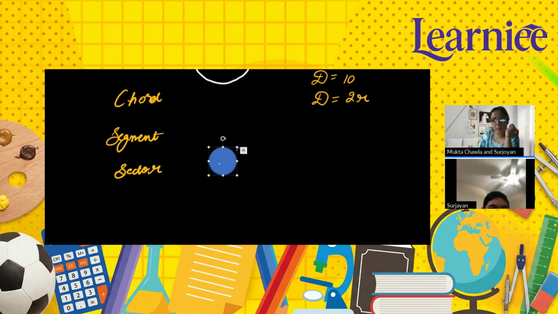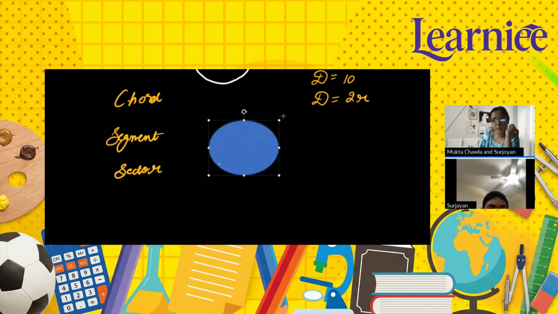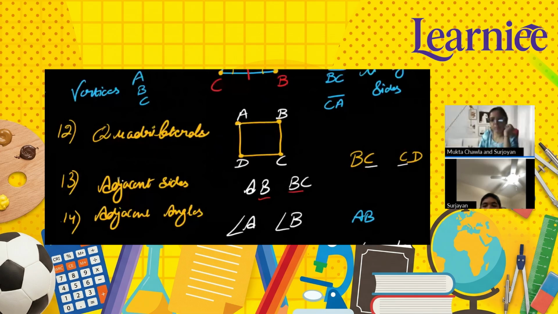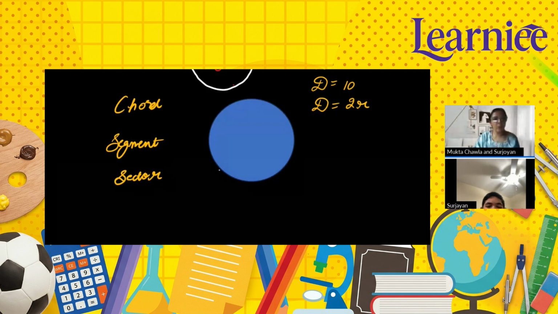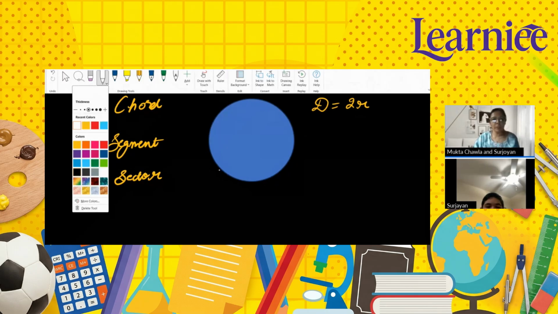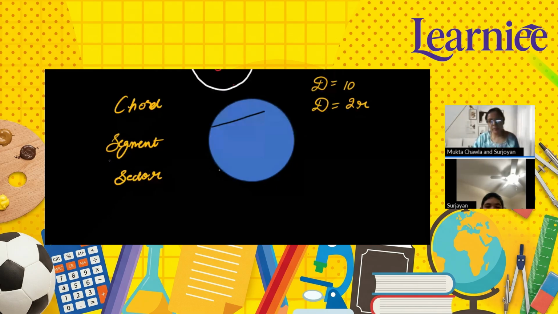Wait, I'm trying to make a proper circle for you here, right? Is the blue circle visible? Yeah. Okay. Now let's discuss the chord. Whenever you will be joining any 2 points on the circle, they need not be from the center, right? This would be a chord. Means whenever you join 2 points on the circle, but they need not be originating from the center or passing through the center, that line would be your chord.